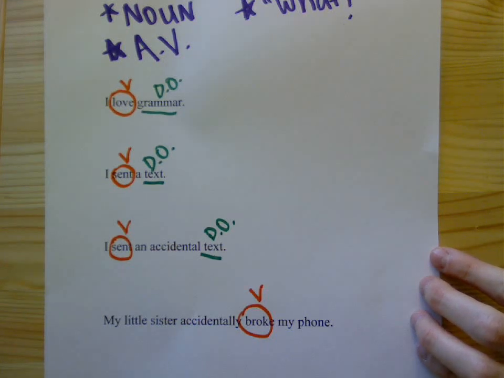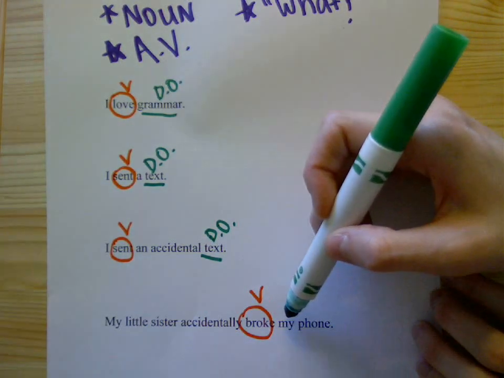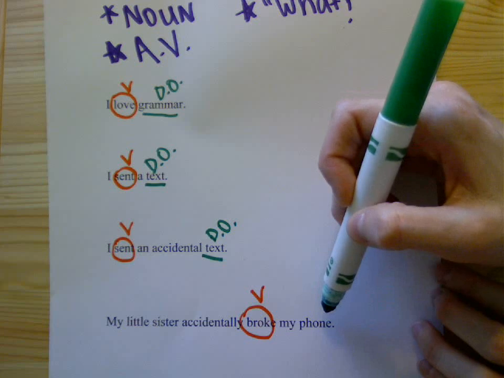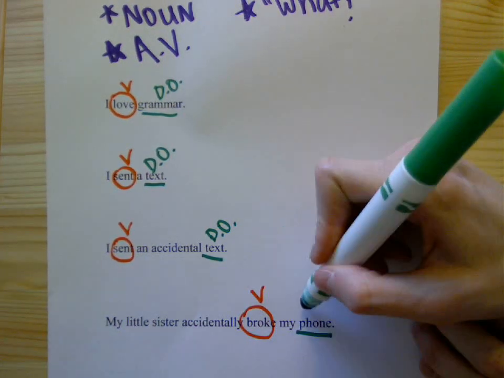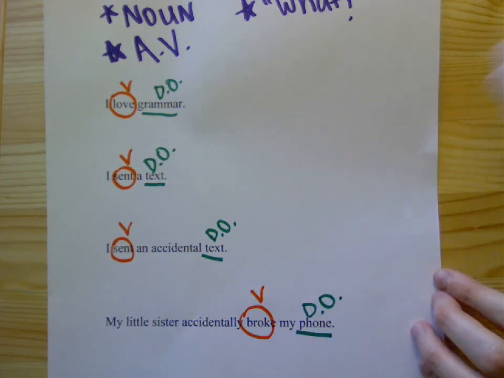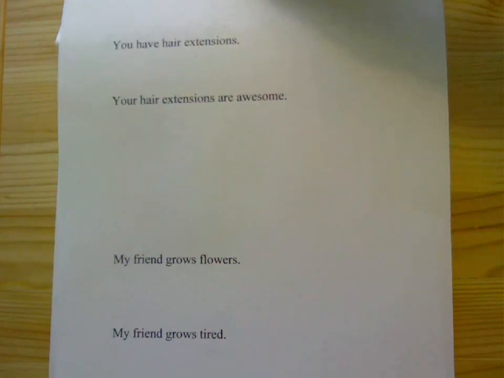Now, some people might want to say my phone. Remember, again, my is modifying phone. What's your noun here? Phone is your noun. So that's going to be your direct object. All right, so on to our next set of sentences. I'm just going to drop them right over those sentences.